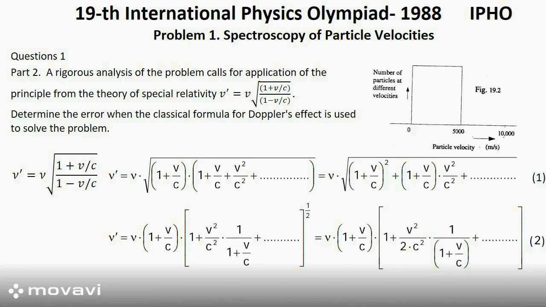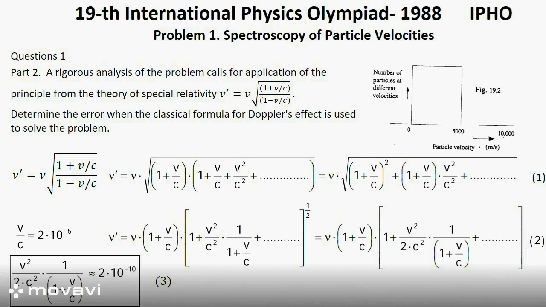So nu prime is equal to expression 1, and finally 2. The second term in the brackets represents the error if the classical formula for the Doppler effect is employed. So we see that v over c is equal to 10 to the power negative 5. And finally we have expression 3.